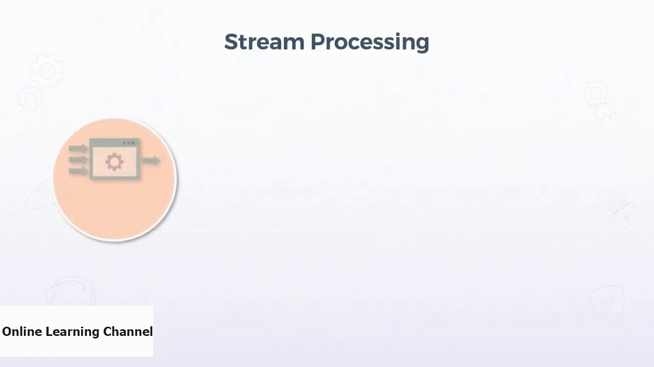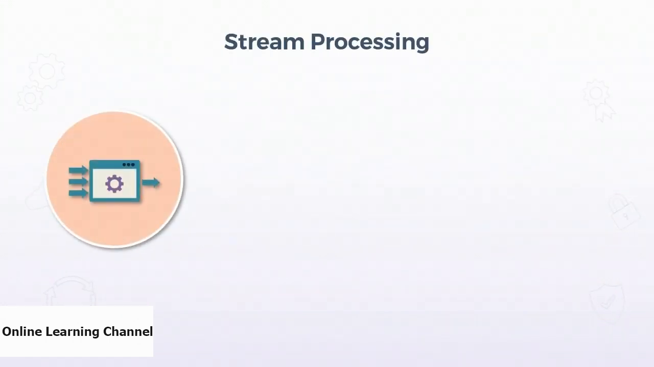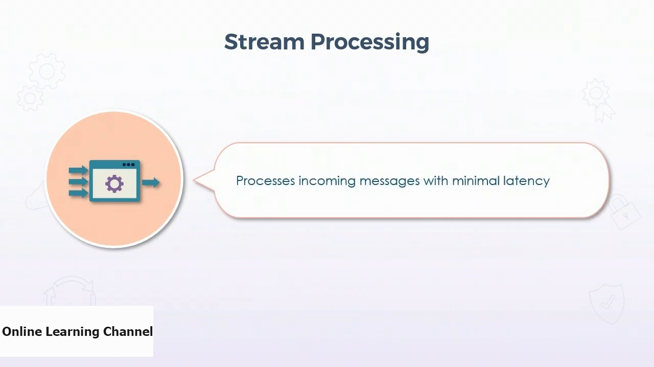The next type of processing Databricks can do is stream processing, which processes incoming messages with minimal latency. Unlike batch processing, this is near real-time processing, where the processing takes place on a small amount of data, typically as it streams into the system. It's often used to detect real-time patterns in the streaming data, or to transform the data in real time before it's stored in the system.